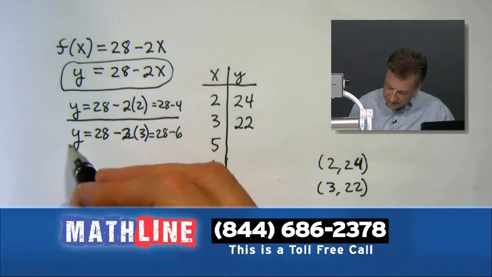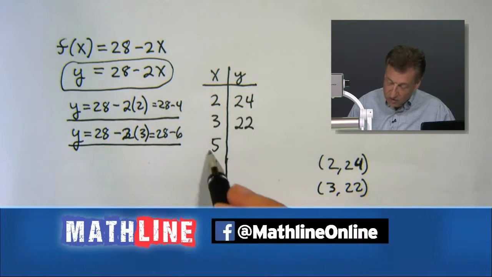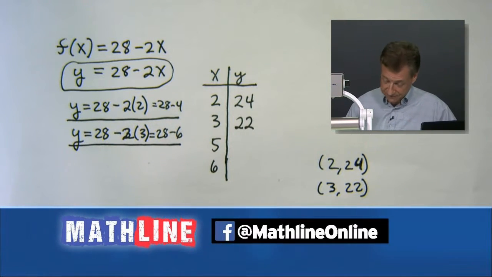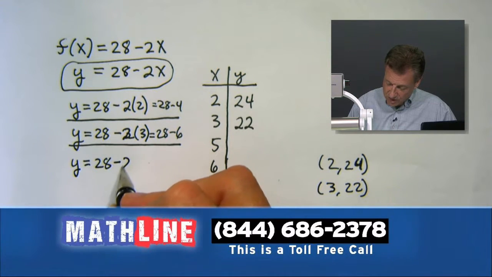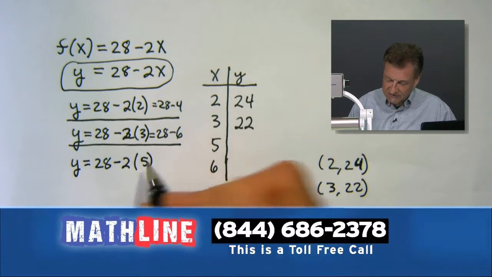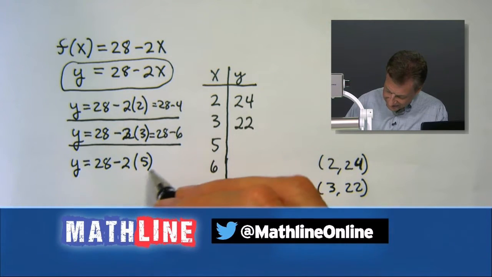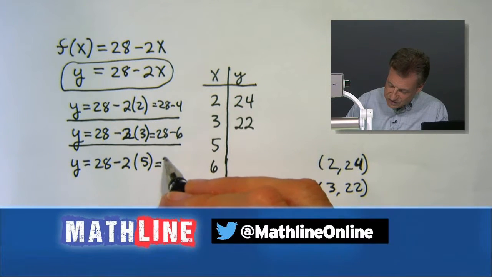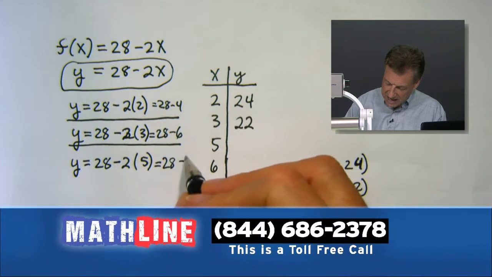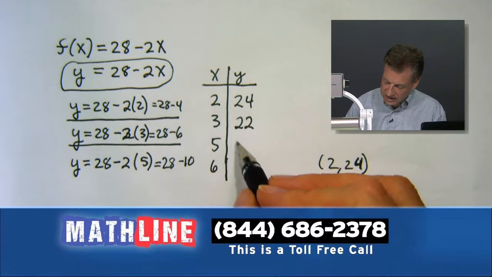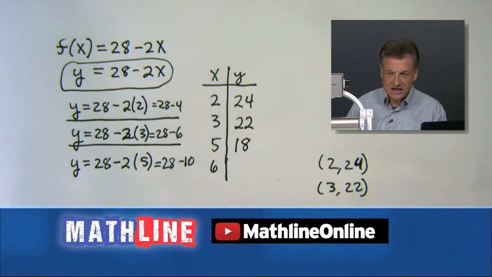Let's see what happens. I bet you can tell me what I'm going to do next. We're going to skip 4, aren't we? We're going to go to 5. So let's run 28 minus 2 times, put in the 5 for x. Is this pretty easy now? So we got 28, what's 2 times 5 going to give us? And subtract, you're going to get 18. You're on it.